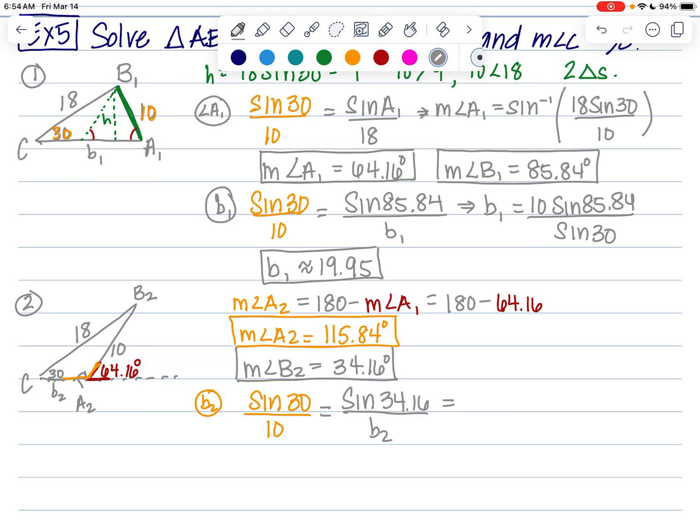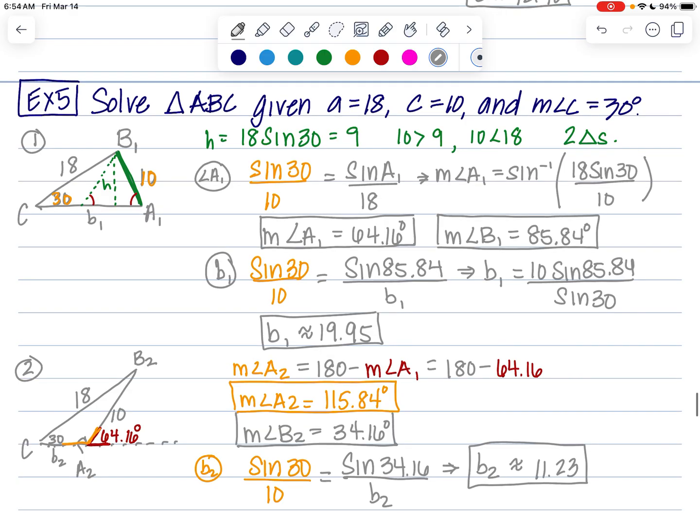That's pretty dope. Cross multiply and solve. So I'm going to get B2 is about 11.23. I'm confident in your algebra ability. It's the setup of these that I think we just want to make sure we see this.